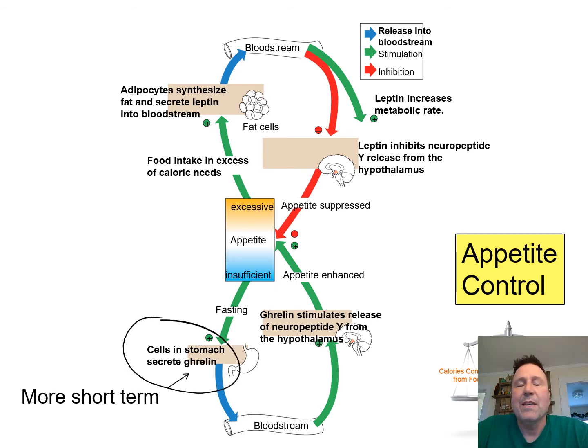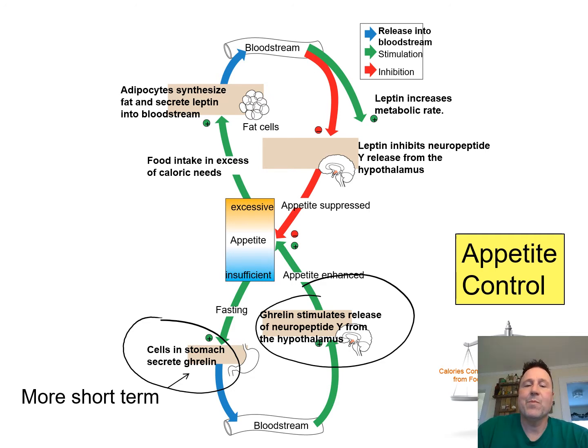Ghrelin. Ghrelin is released when you are hungry. It comes from cells in your stomach wall and is released into the blood. Your center for thirst and hunger is in your hypothalamus, and there's something called neuropeptide Y. When that hits the hunger center, it's going to make you seek out food and eat food.